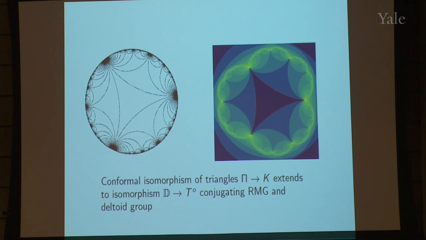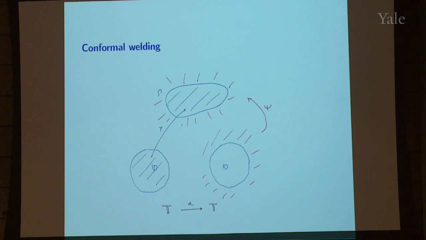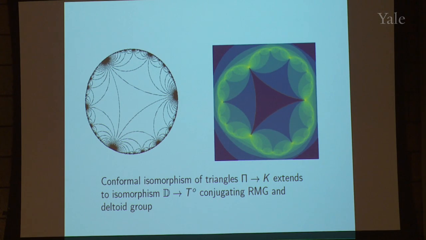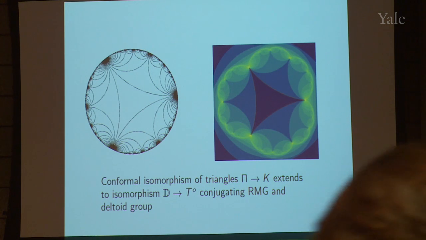And then if we take a map from the circular triangle onto the deltoid, and use the Schwarz reflection principle, then you will see that this conformal map will extend to a conformal map from the unit disk onto the tiling region. And it will conjugate the reflection map of the modular group with the deltoid group, the group generated by reflections.